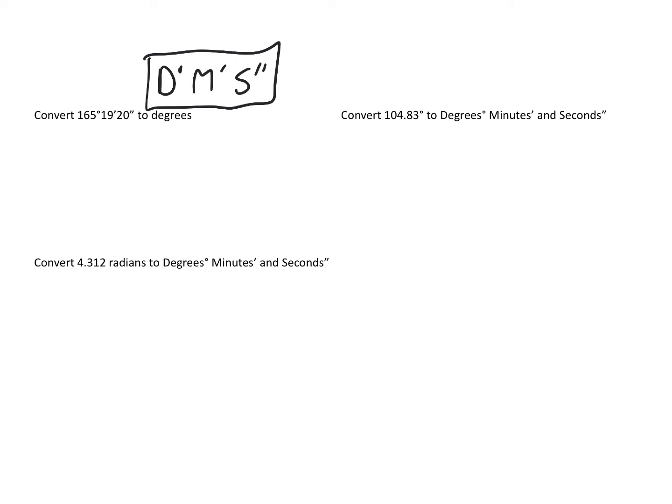So if you type in 165 DMS, 19 DMS, 20 DMS, you can enter this question and then hit second function DMS, and it will tell you 165.3 and then 2 repeated. Often when I'm asking you to convert these, I will also state round to 4 decimal places.